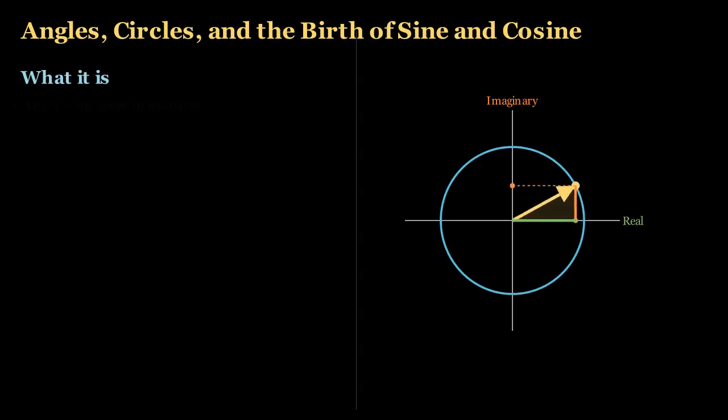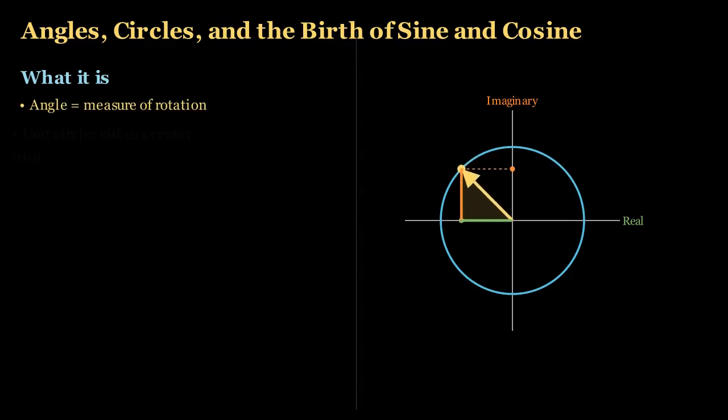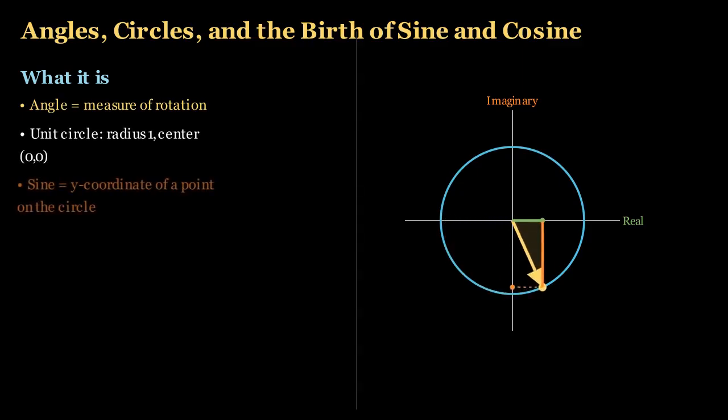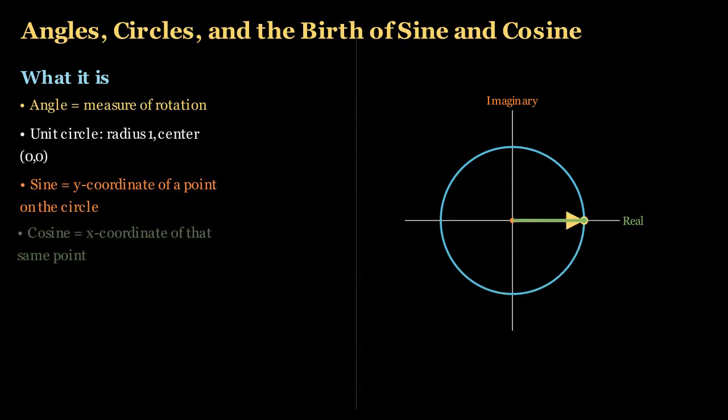Imagine a clock hand that starts pointing straight to the right, at 3 o'clock. An angle is simply how much that hand has turned. Now, instead of a clock, picture a circle with a radius of exactly 1 unit, centered at the origin of a graph. We call this the unit circle. If we put a dot on the circle and let it travel around, its position at any moment is given by two numbers, how far up or down it is, and how far left or right it is.